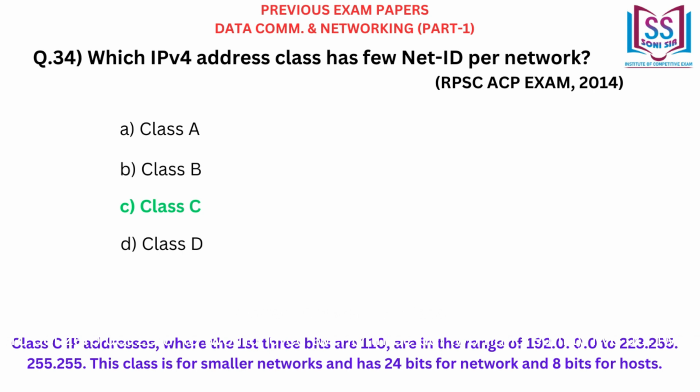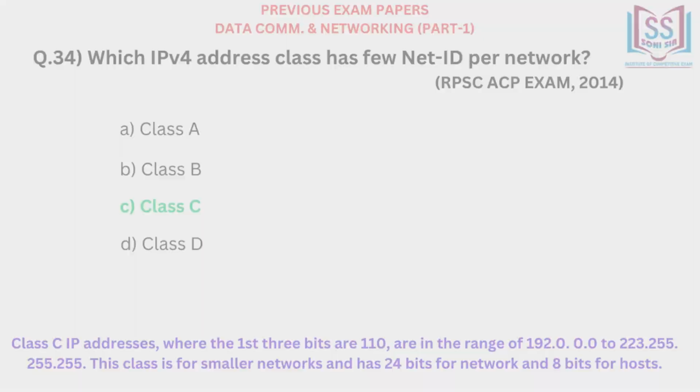Class C IP addresses, where the first 3 bits are 110, are in the range of 192.0.0.0 to 223.255.255.255. This class is for smaller networks and has 24 bits for network and 8 bits for hosts.